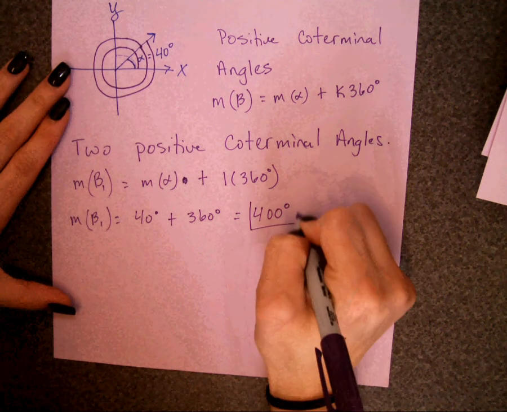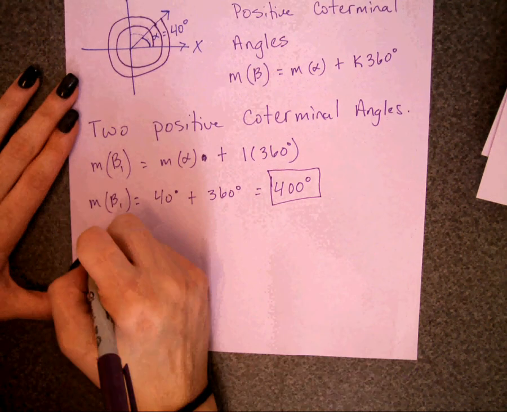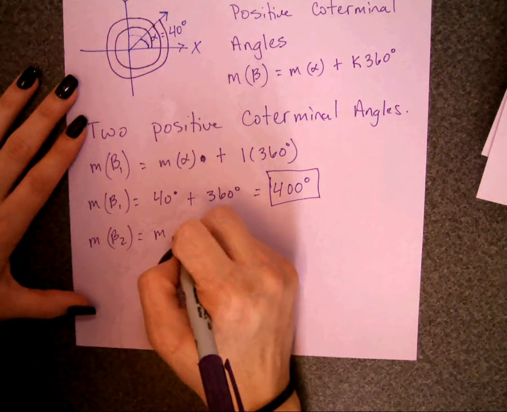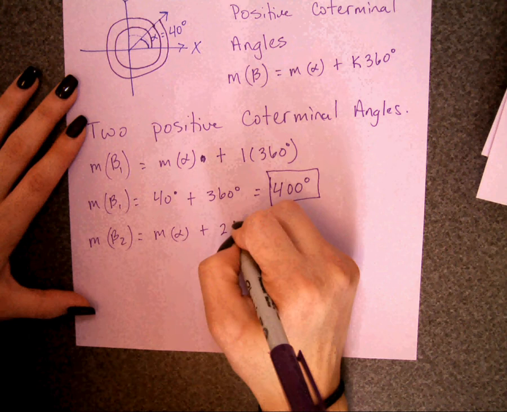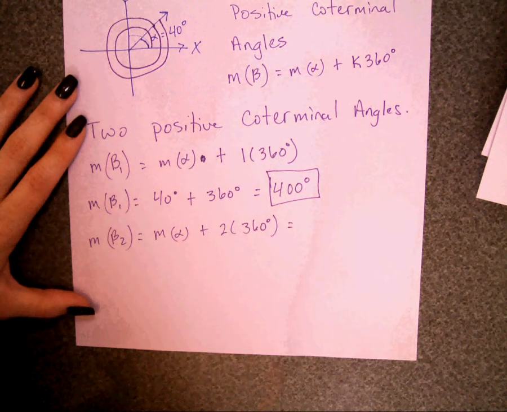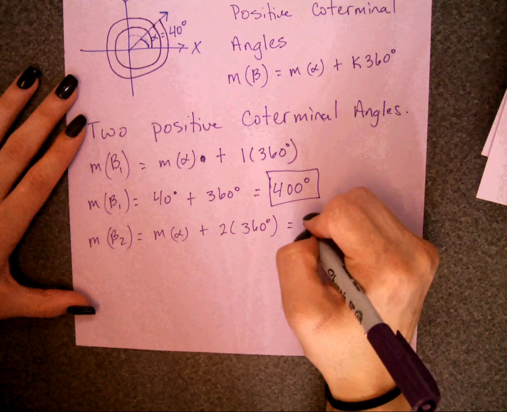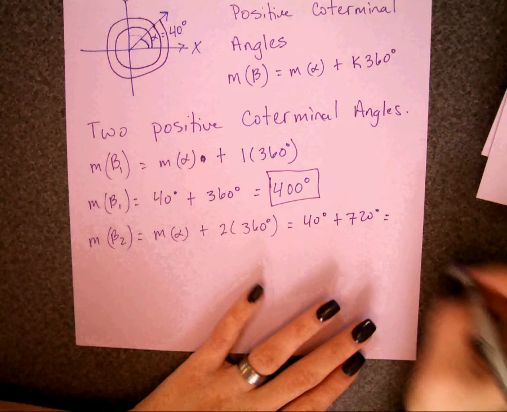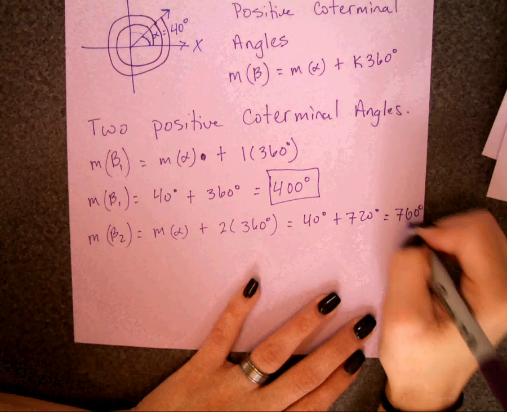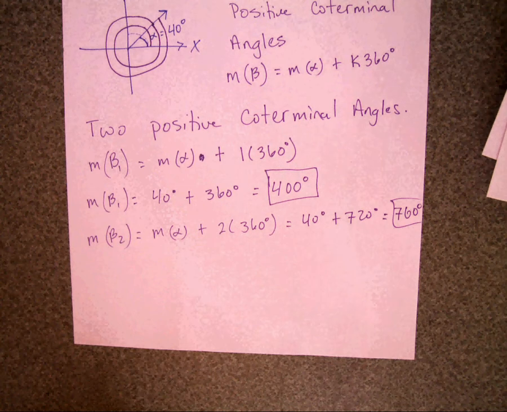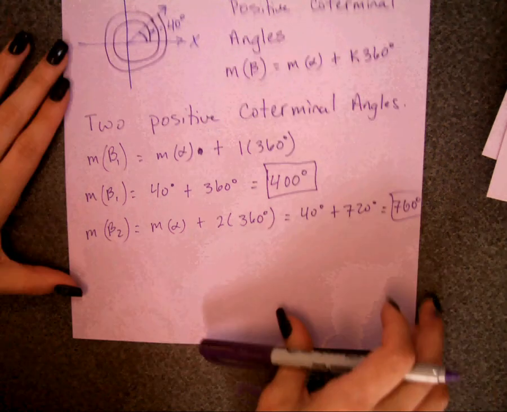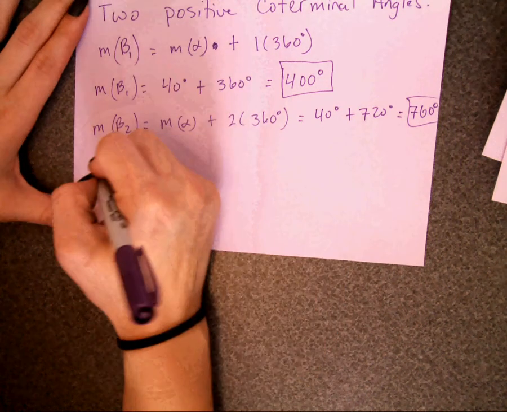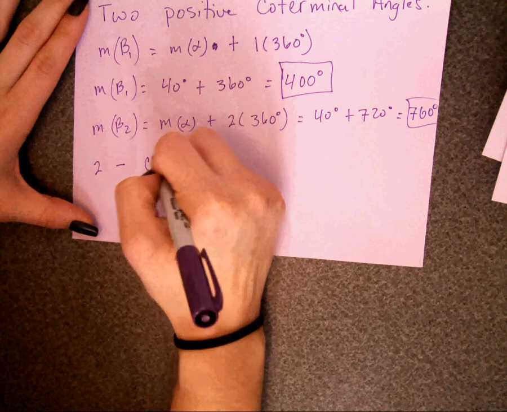And to find my second one, now I'm going to do 2 loops around the circle. So the measure of angle alpha plus 2 times 360 degrees. So this is going to be 40 plus 720. So I get a new angle of 760 degrees. So there are 2 positive coterminal angles. We can find negative coterminal angles in the same exact fashion. So let's say I want to find 2 negative coterminal angles to my angle alpha.